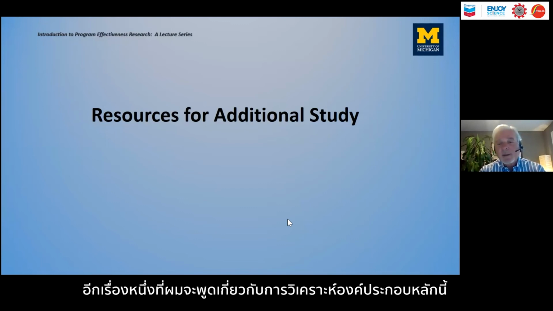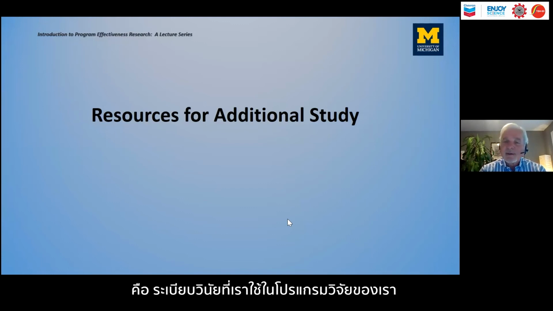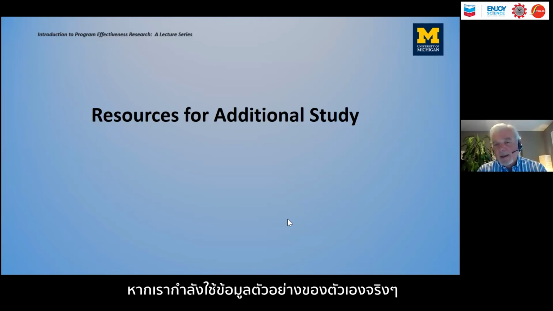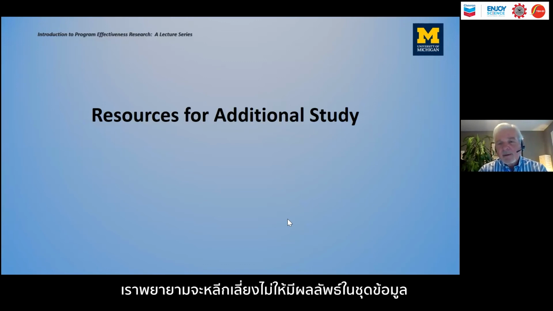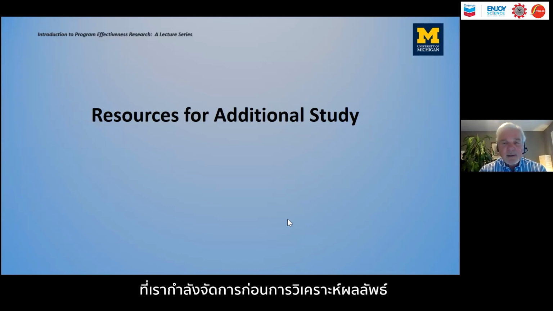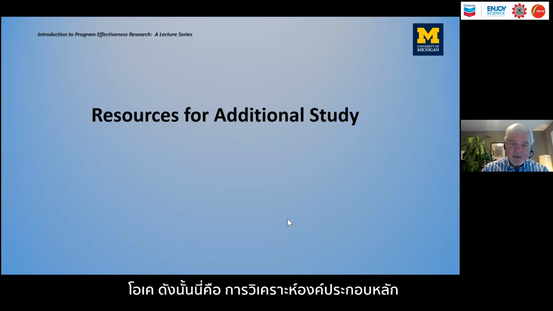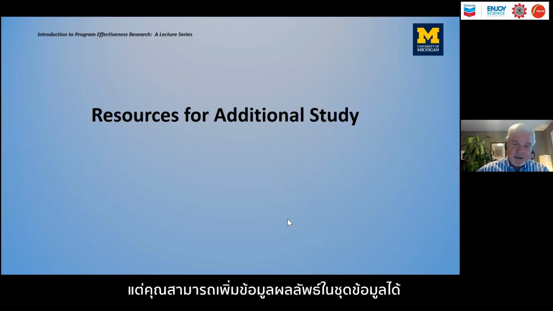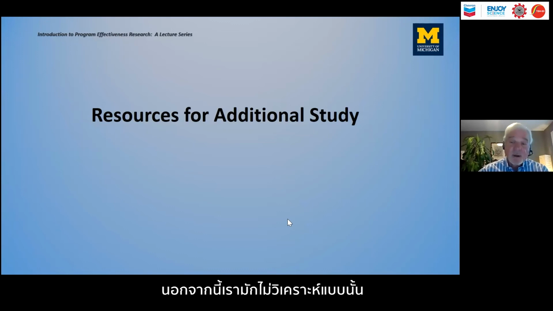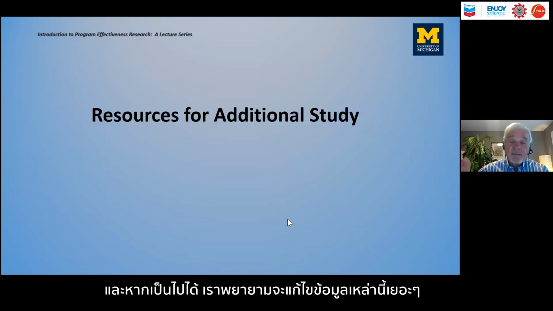The other thing I would say about this principal components analysis, it's a discipline that we use in our research programs. If we're actually using our own sample data, we try to avoid ever having the outcomes in the data set that we are manipulating prior to the outcomes analysis. So you do this principal components analysis, but you keep the outcomes data out of that data set. We also often don't do that analysis with the treatment group data included.